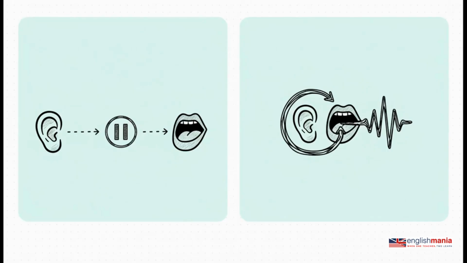Now, this is really important. This is not your typical listen and repeat drill from language class. In that old method, it's all sequential, right? You listen, you stop, then you speak. But with shadowing, the listening and speaking are simultaneous. They overlap. And that, right there, is the secret sauce. That's what builds that real-time automatic fluency that we're all after.